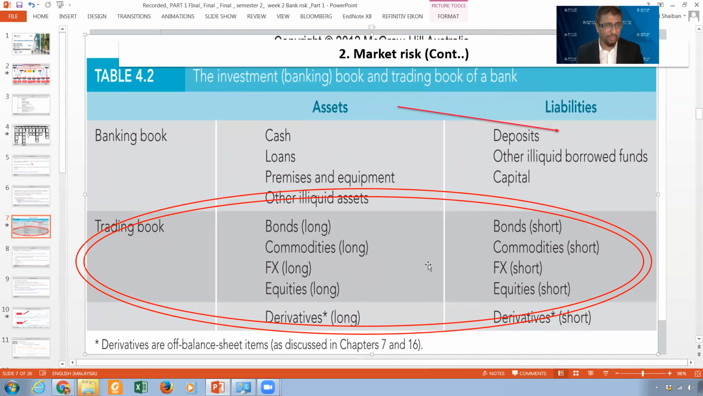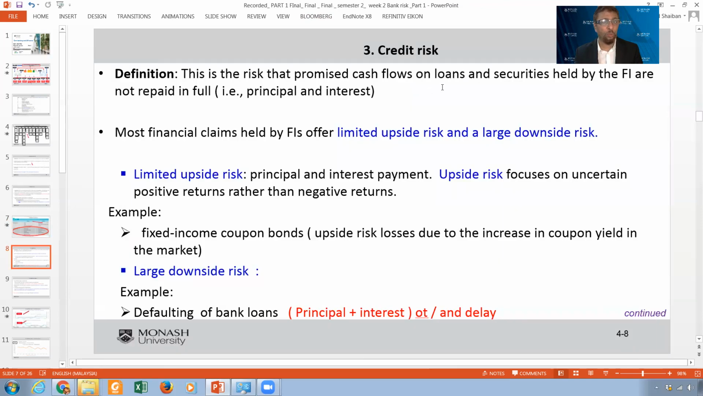So this is the situation. But the purpose is for you to know, about this balance sheet, that banks are subject to market risk, and that market risk comes from the trading book. The trading book changes because of interest rate changes, foreign exchange changes, or volatility on the equity market. Now, let me go to the next one, which is the credit risk.